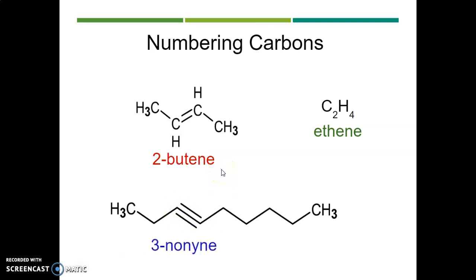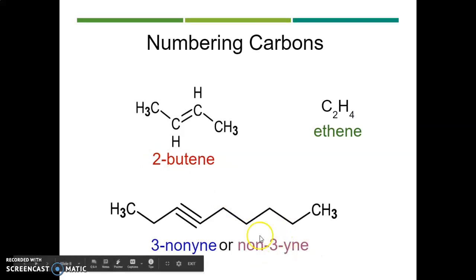All right. Another way that you can see these, even in this one, sometimes you'll see it written where the 3 is right before the double bond or the triple bond, non-3-yne, and it's just saying that that's where the double or triple bond or the change is happening. All right, either one of these is acceptable on the test or the quiz. I like either one of those, okay?